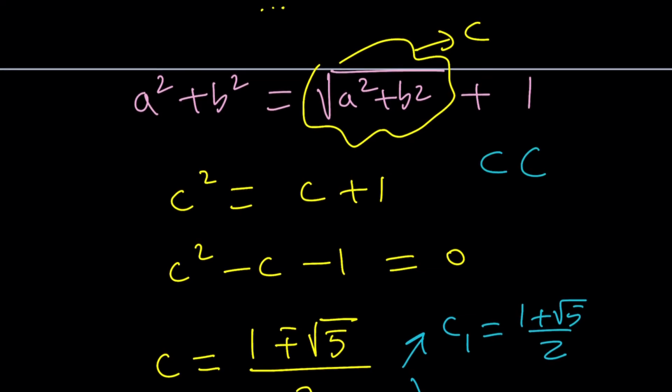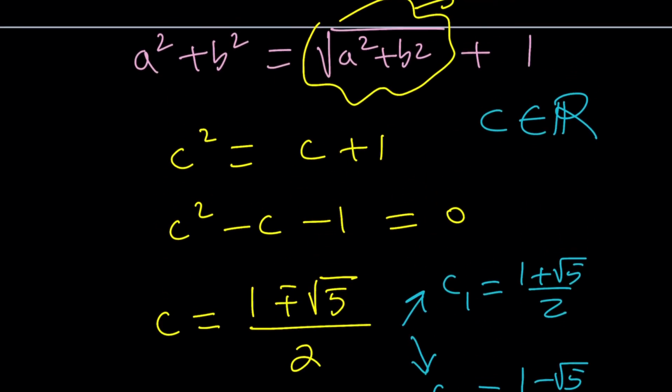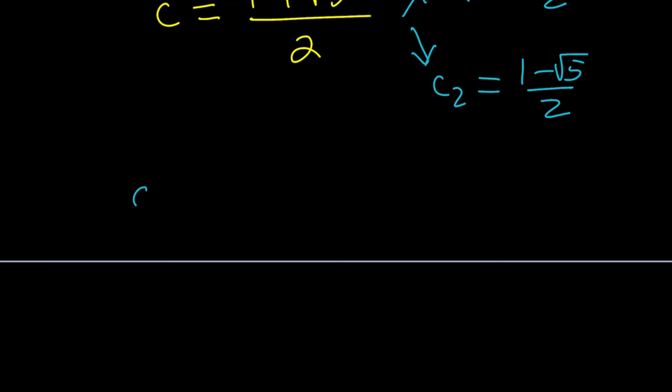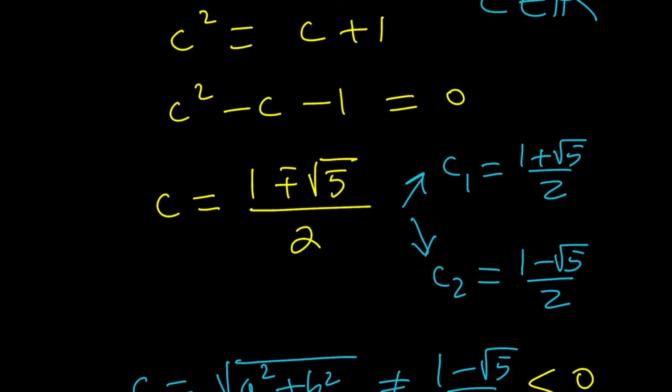So c is not complex, even though it's c. It's kind of weird, right? It's not a complex number, it's a real number. Okay? Therefore, since c is the square root of a squared plus b squared, it can't be 1 minus root 5 over 2. Why? Because 1 minus root 5 over 2 is less than 0, because root 5 is greater than 1. Makes sense? So the square root of a real number cannot be negative. Therefore, we have to go with the first solution, which is 1 plus root 5 over 2.